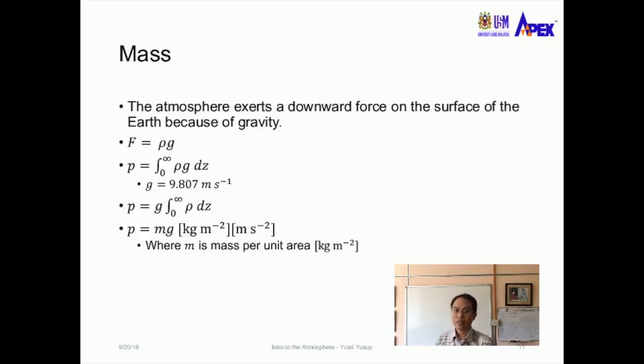Now, just for your information, the unit of mass there is not simply kilogram. It's actually kilogram per meter squared for a certain area, multiplied by the unit of the gravitational acceleration constant, meter per second squared. And I did write a note there where m is the mass per unit area.